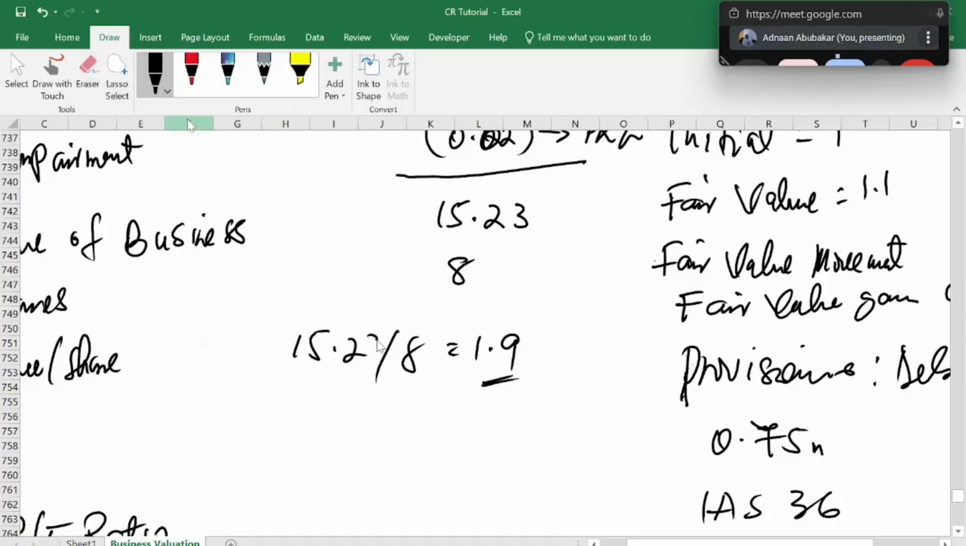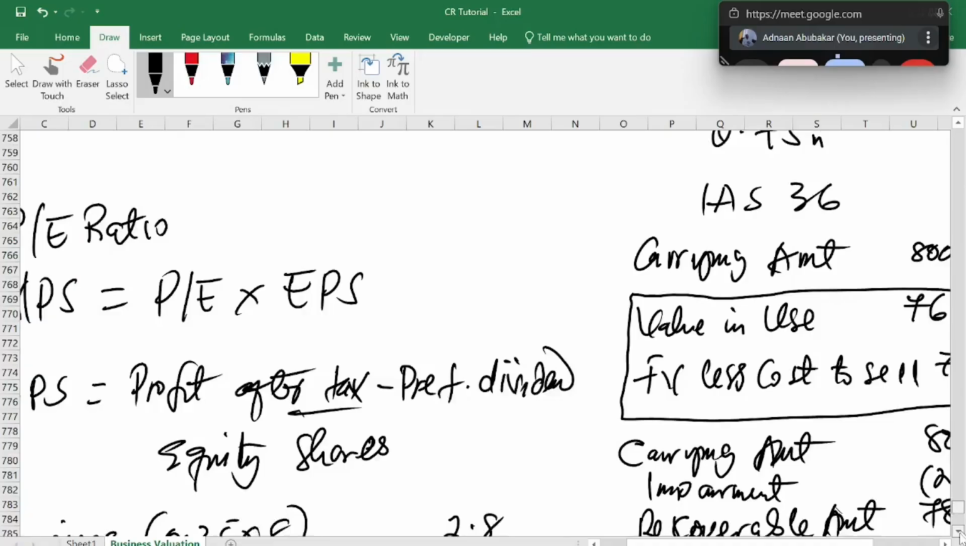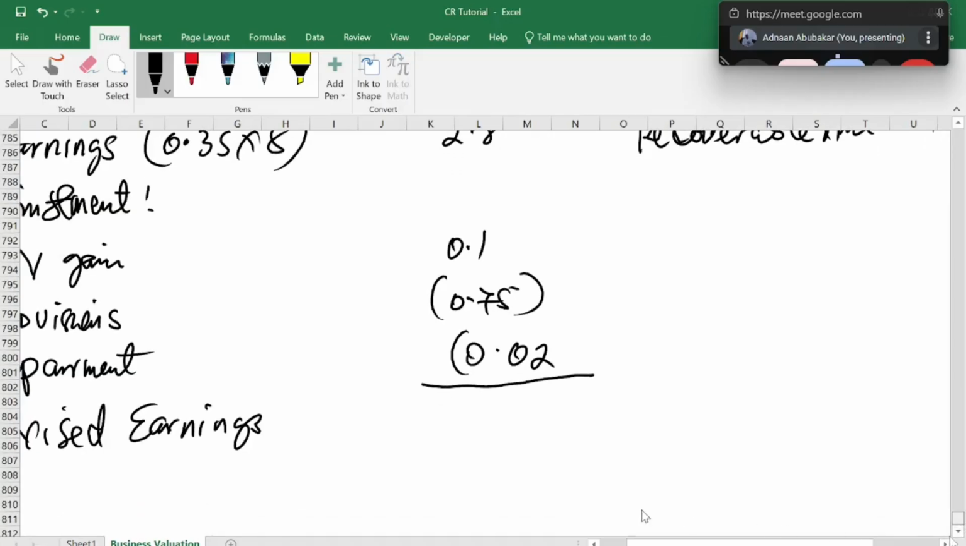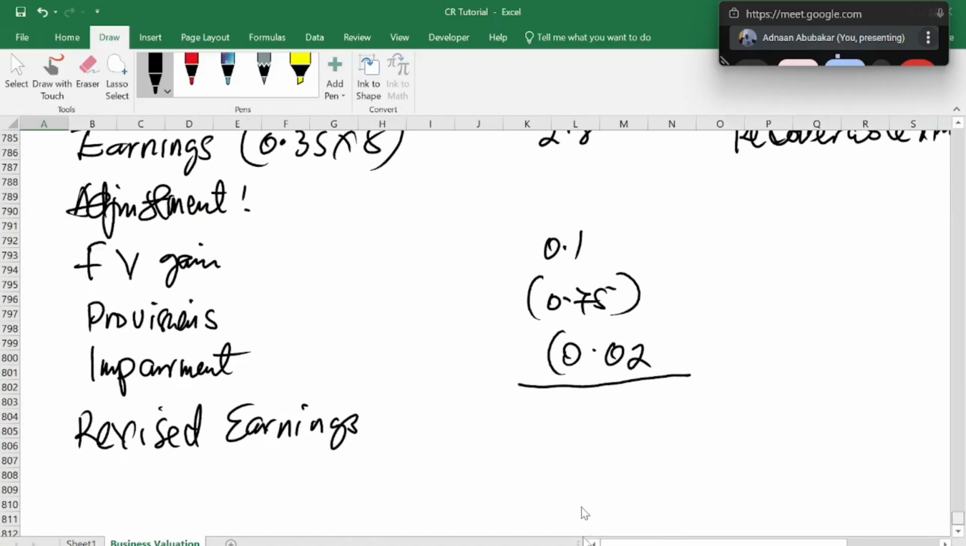So now go back and then work this one out. Work on this one, please. The one up there is okay. 2.8 plus 21 minus 1.